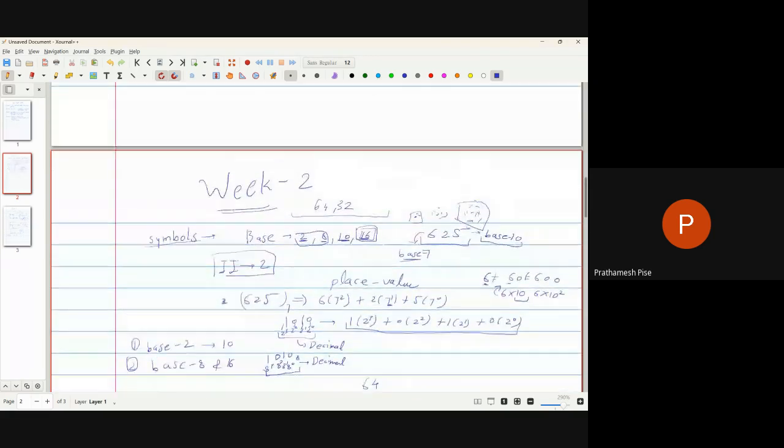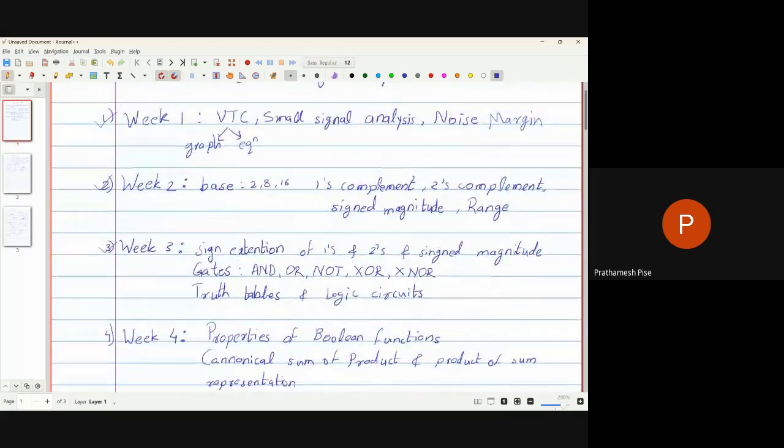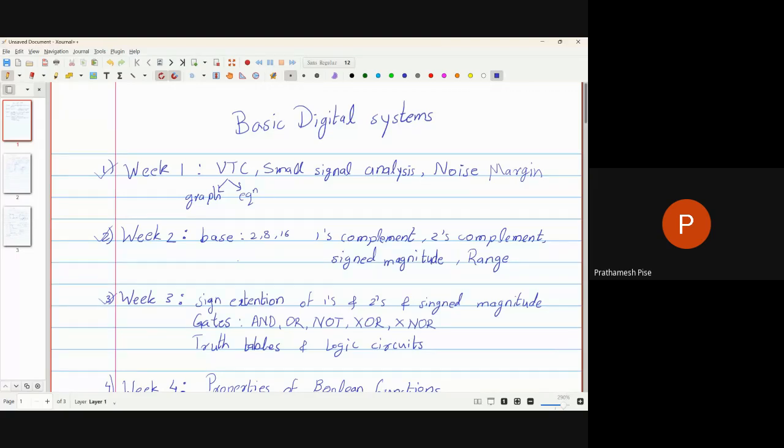So should we go ahead, or do you have any doubt in these simple conversions? Go ahead, sir. Okay. And you can call me by name, okay? You do not need to say sir. Sure.